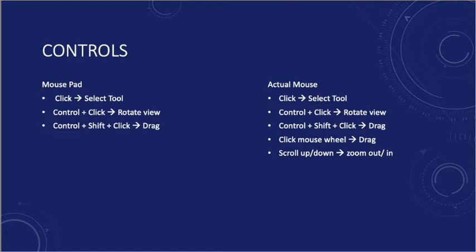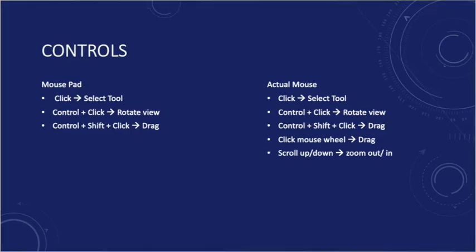So if you have an actual mouse, you get all of the same features as with the mouse pad, but now you have a mouse wheel, right, for scrolling. So if you click down on the mouse wheel, then that allows you to drag it around, which is the same as doing control shift click. Or if you scroll up and down, that allows you to zoom in and out. Isn't that nice? So yeah, that's great.